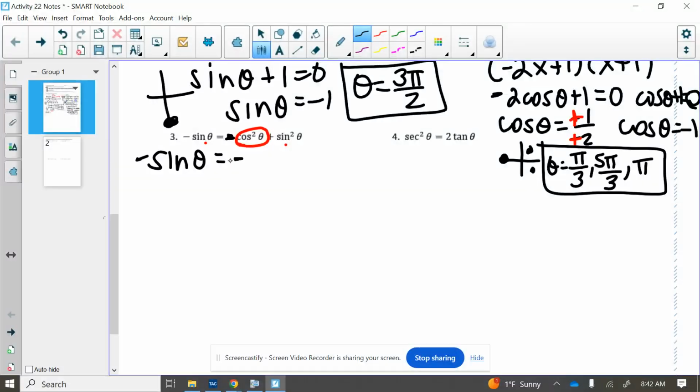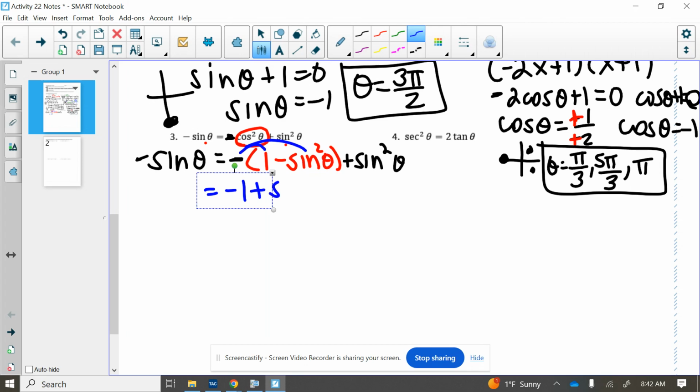Notice this negative out front is very important because it needs to be distributed to both the 1 and the negative sine squared to make sure that we properly distribute. So be very careful if you have a negative, especially, or a coefficient out front when you're making that substitution. Because in this case, we're going to distribute that negative through. We end up with -1 plus sine squared theta plus another sine squared theta.